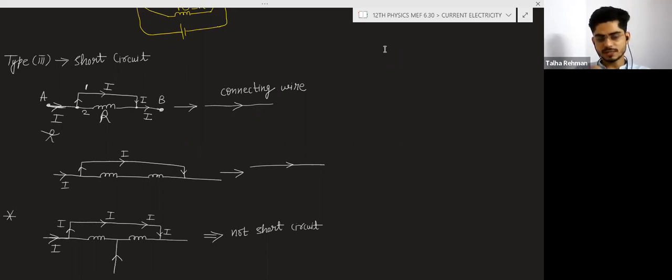In the next class, I will start Wheatstone bridge. That is another thing for solving the circuits. And please don't miss the class, all of you.